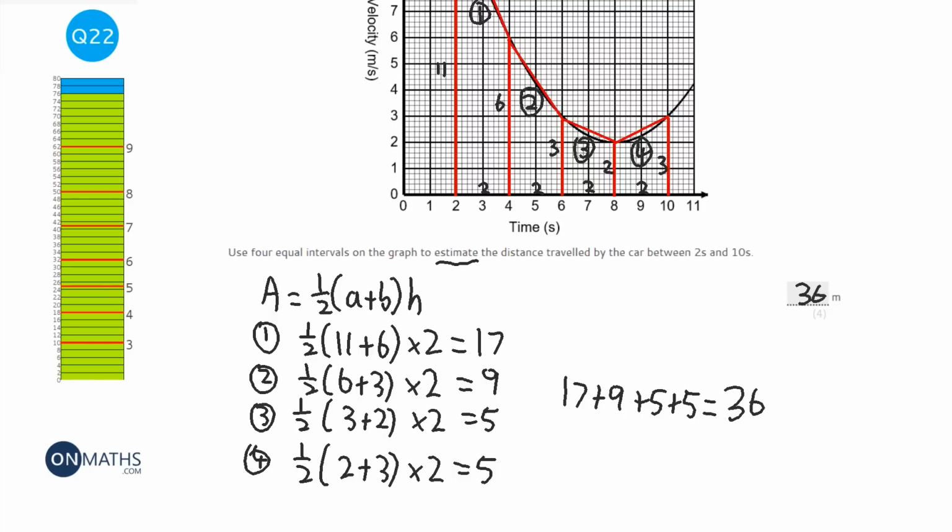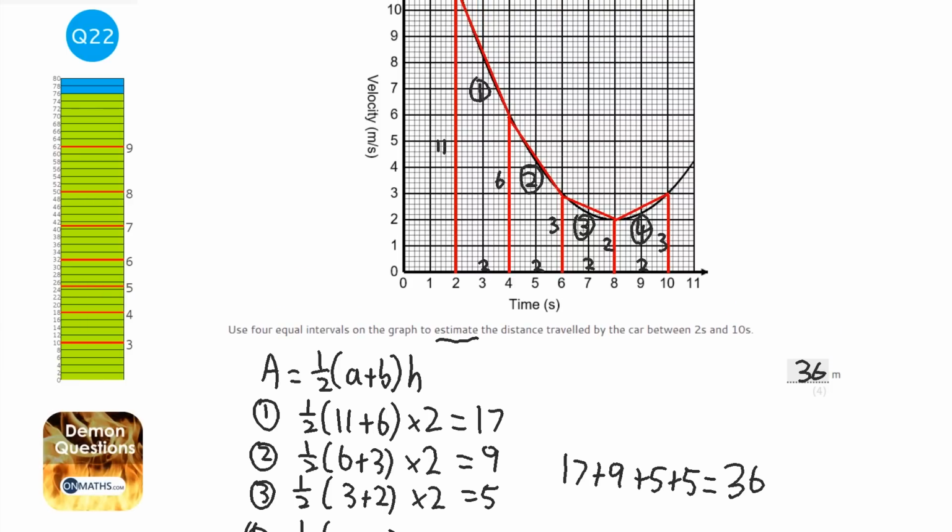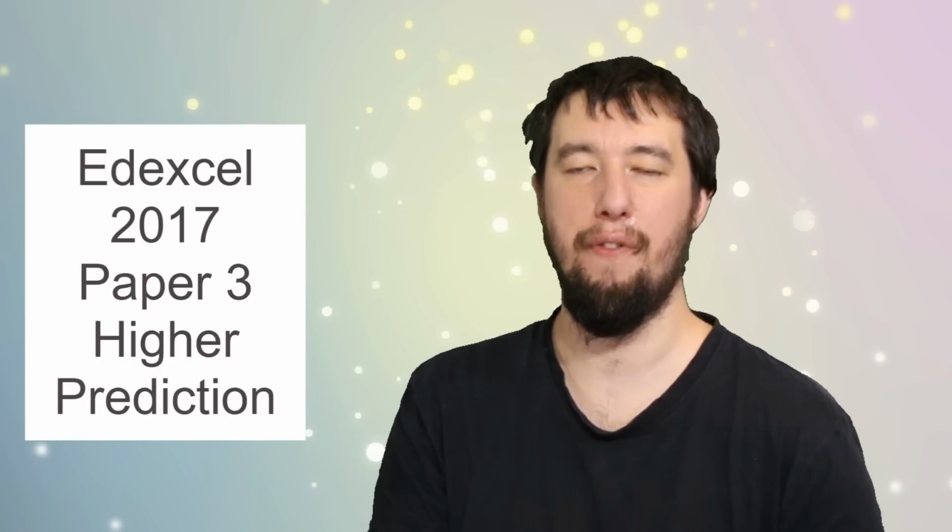Now commonly with this question you're also asked whether it's an overestimate or underestimate. If you have a look at the trapezium, this bit here and this bit here, we've counted that as area, and actually there are little thin strips down here that we've counted as area that actually isn't area. So this one will be an overestimate. If your trapezium goes the other way and it doesn't quite hit the curve, then it's going to be an underestimate.